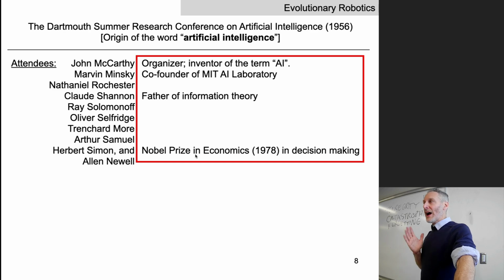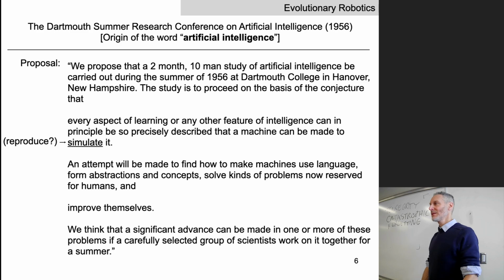Okay, how did they do? They worked on this over the summer of 1956. Did they do what they promised to do? Did they create AGI, Artificial General Intelligence, which is more or less what they're describing here? Not quite. Why not?